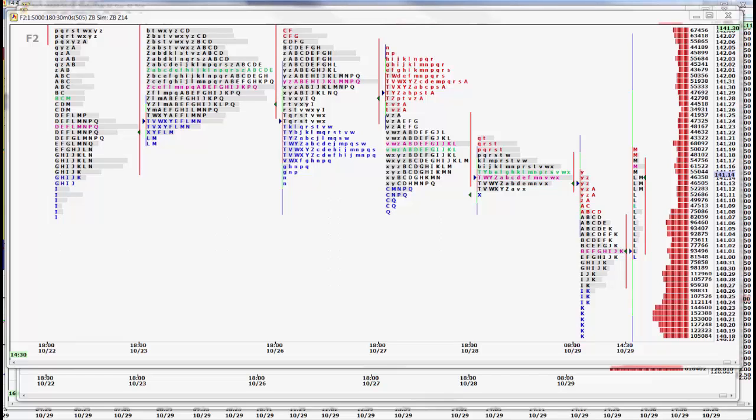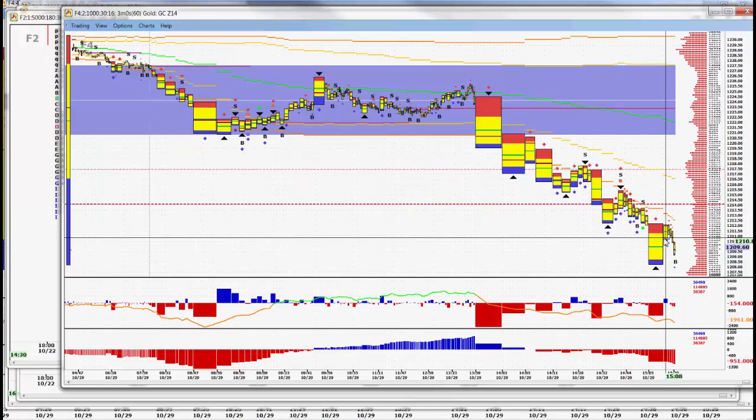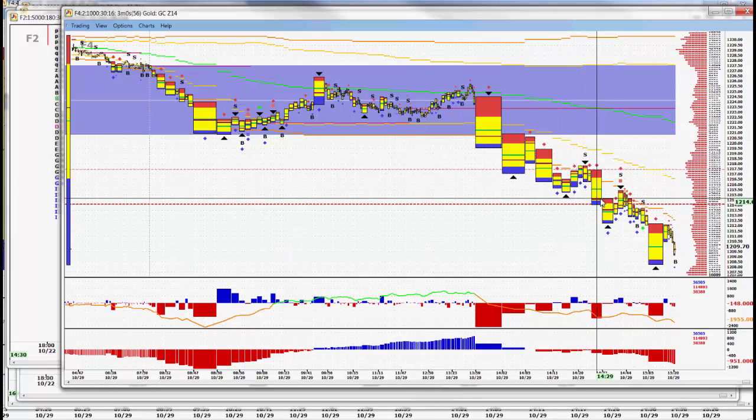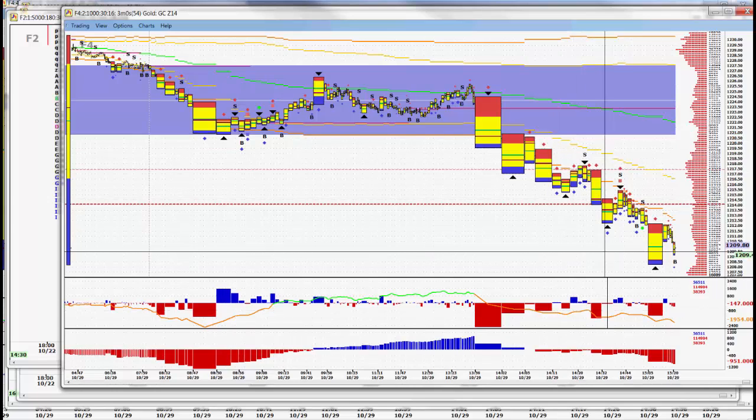Okay, taking a look at gold. Gold got hit pretty good today. It's still selling. We've liked the short side of the market. So we've got our 2705 to 7, which is where we have him.